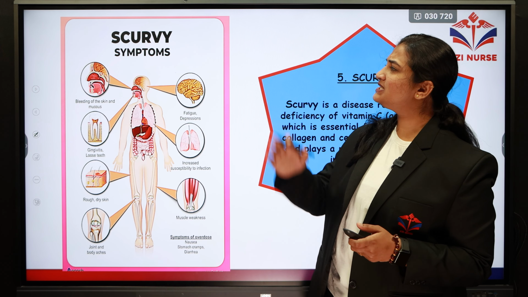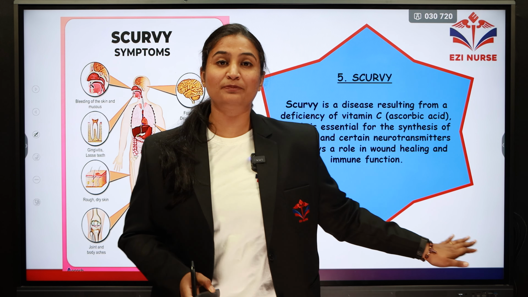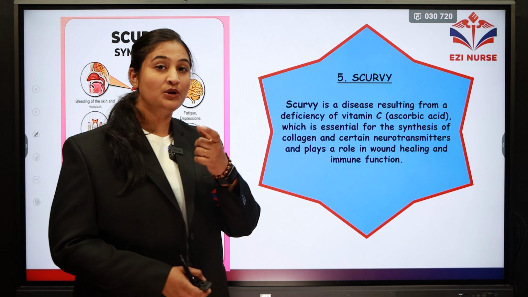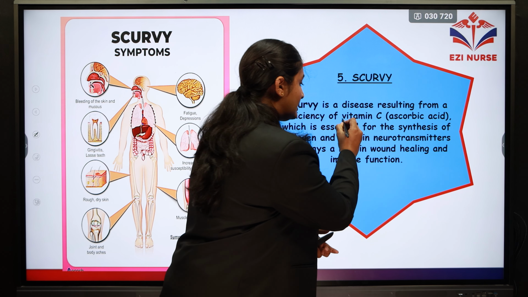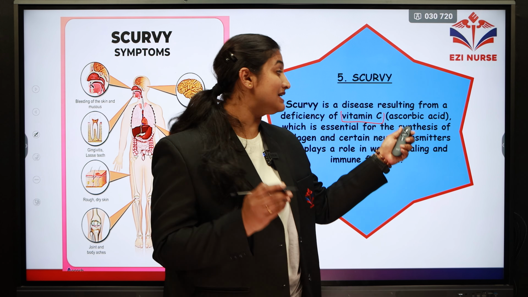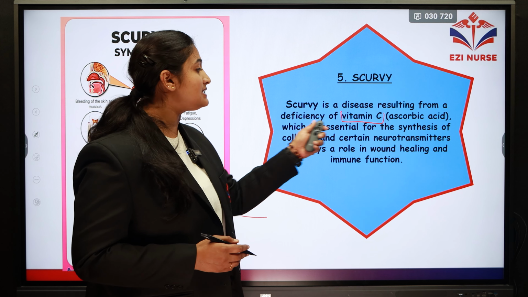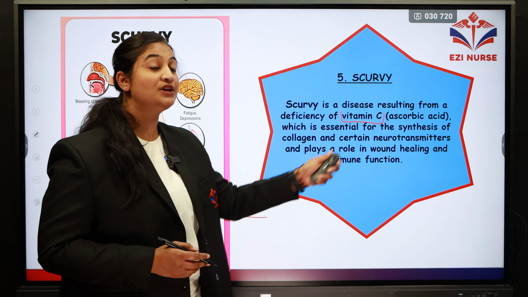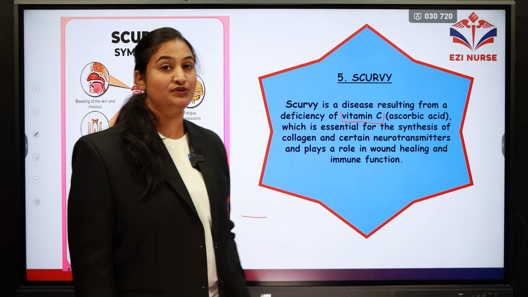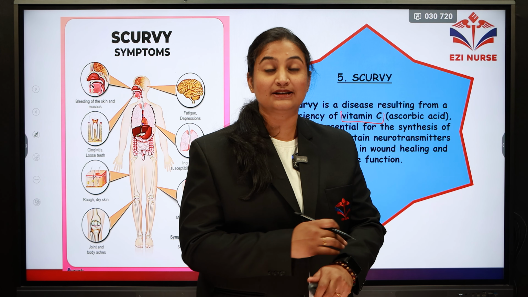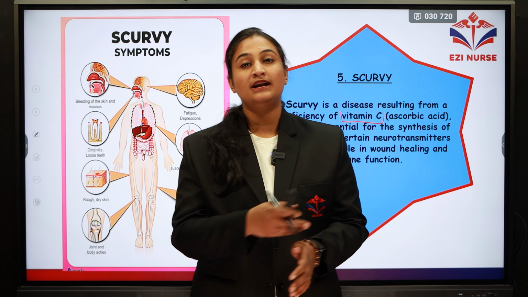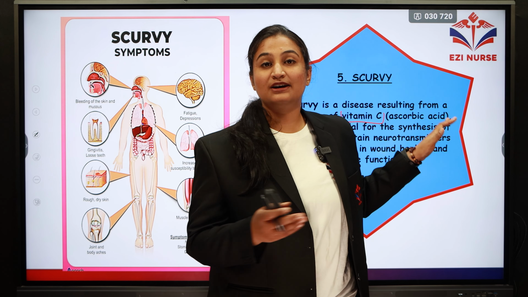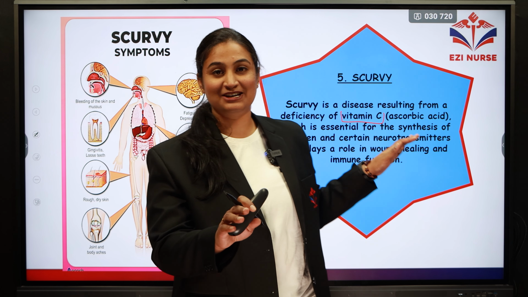Then what is scurvy? Here is your proper definition. Scurvy is a disease resulting from the deficiency of vitamin C. So here is your key point, vitamin C, wherein ascorbic acid is very low, which is essential for the synthesis of collagen and certain neurotransmitters and plays a very important role in the wound healing process and immune function. Sometimes when you get a cut or a wound and you don't have vitamin C, it is not going to heal. When you have vitamin C, scurvy is not going to come. When vitamin C is not there, scurvy is definitely going to come.